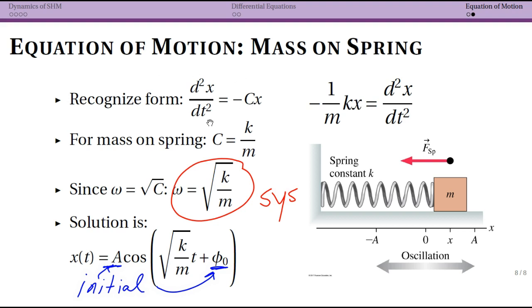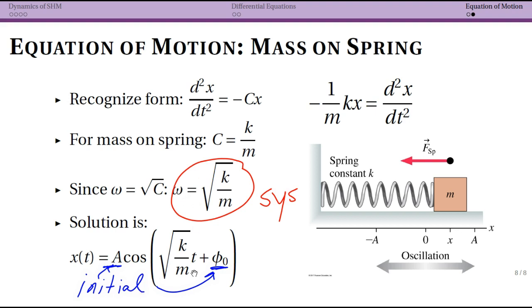So anytime you see something in this form, know that it's simple harmonic motion, write down the answer, and then use this relationship between whatever the physics is giving you and this general form to figure out what your angular speed is to then plug in here.